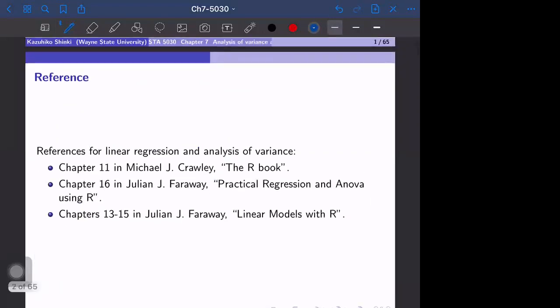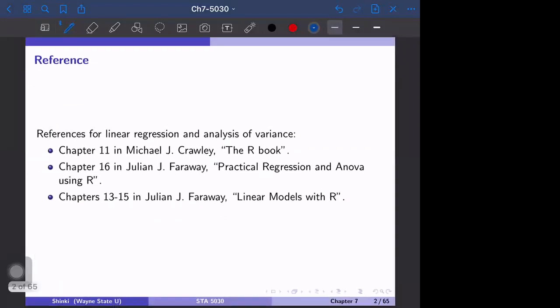Okay, so references. We have several reference books, and most books have chapters corresponding to this chapter. You can see chapter 11 in Michael Crawley's book, or chapter 16 in Julian Faraway's book. This is on our website, so it's free. The first one you can also find for free, and the last one, you can also find for free.